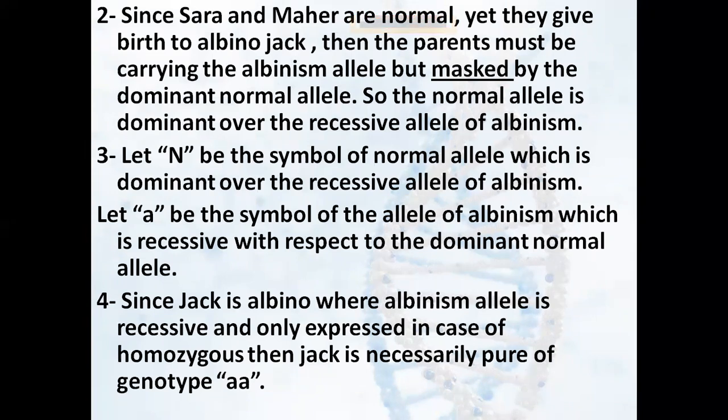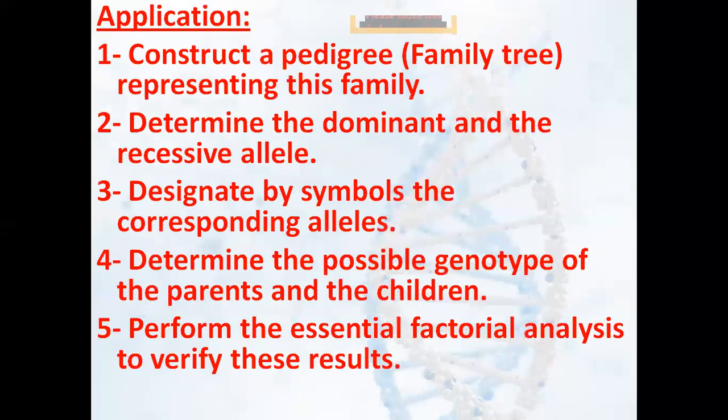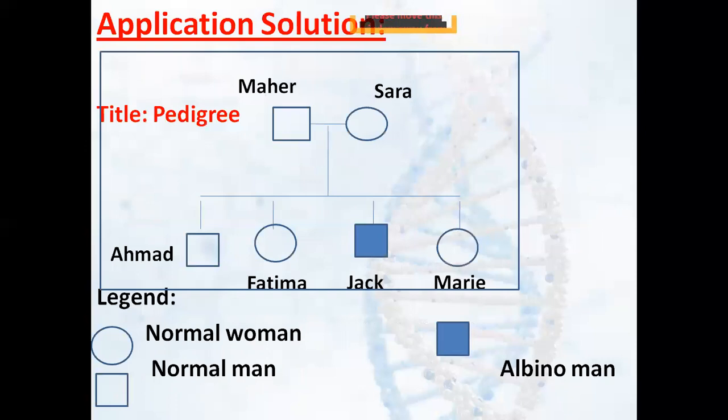So N for the normal and a small for albino. Determine the possible genotypes of the parents and their children. First, I have these two. Jack is an albino, and the allele of albinism is recessive, so it should be only in homozygous. So it should be a small, a small.